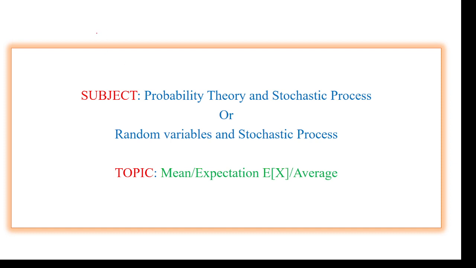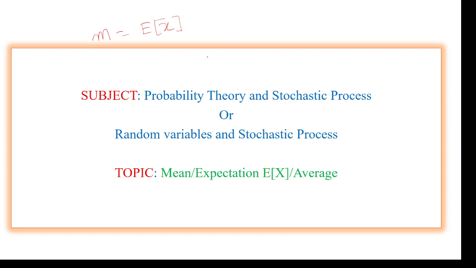Coming to the mean or average, it is also denoted with M or E of X. Mean is a random variable's average, with probabilities. If we calculate an average, then it is called the mean or expectation.